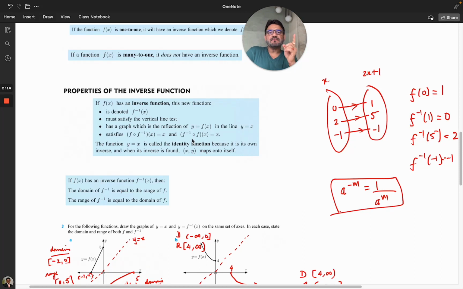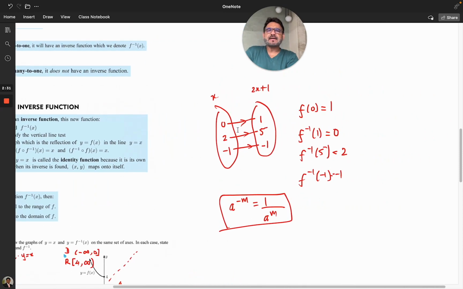When you do the composite of the function and its inverse, it gives the x back. And y is equal to x is called the identity function. So if they ask you what's an identity function, it's simply y is equal to x. It's a slant line making an angle of 45 degrees.